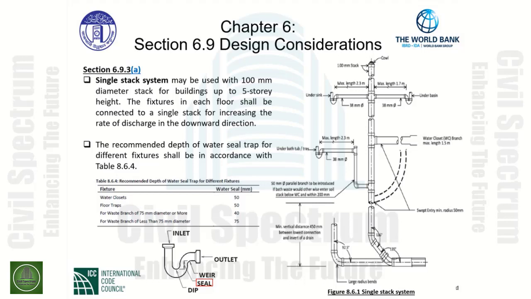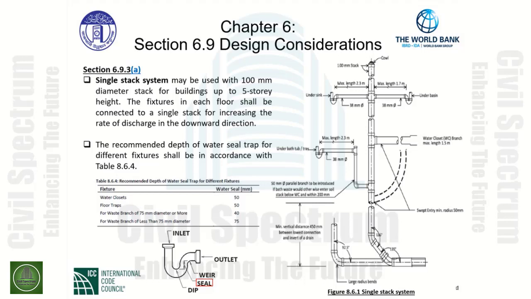The recommended depth of water seal trap for the different fixtures shall be in accordance with Table 8.6.4. When we reference that table below, we will see that the fixtures are indicated on the left-hand side of the table, and the water seal requirements in millimeters are indicated on the right side. As an example, floor traps, the fixture that we call a floor trap, maybe a floor drain, must have a minimum water seal of 50 millimeters.